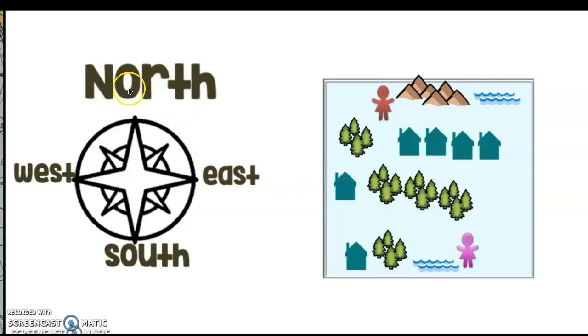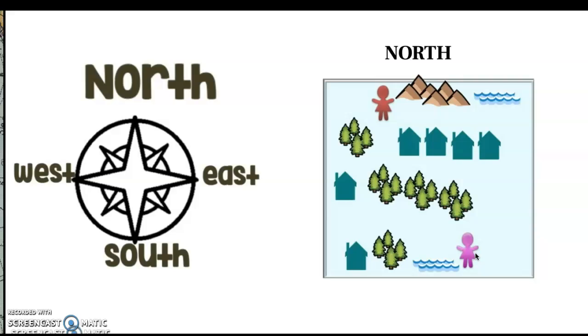So, like I said, here's another one. There's different versions of a compass rose, but it will always have north, east, south, and west, just like this. So let's look at this over here. We've got a little girl up here and a little girl down here. And let's just say that the girl in the pink is trying to get to the girl in the red, but all she has is a map to follow. The friend gave her that map, so she's going to need some directions to get to her house.